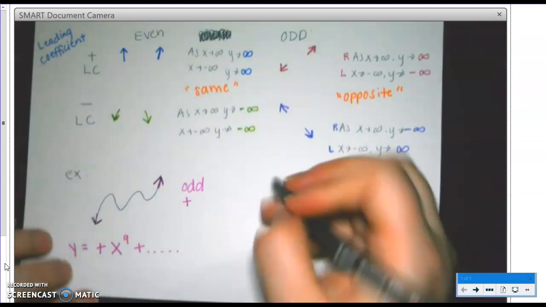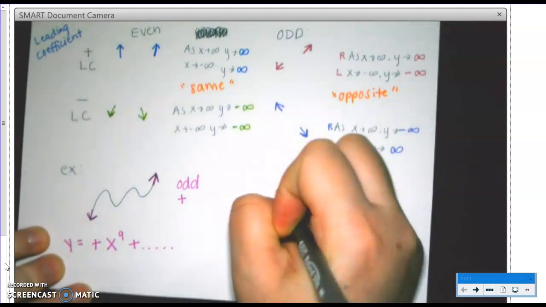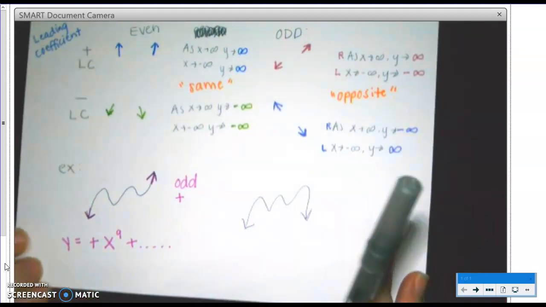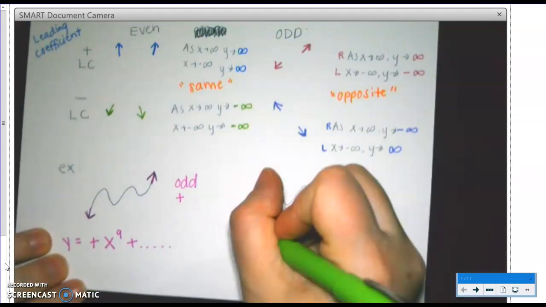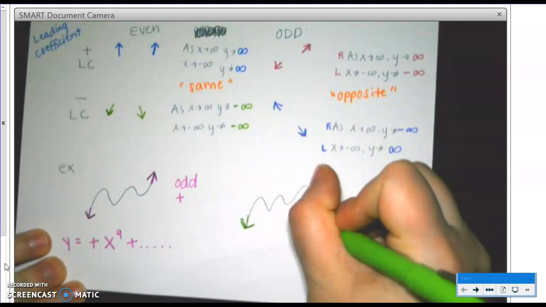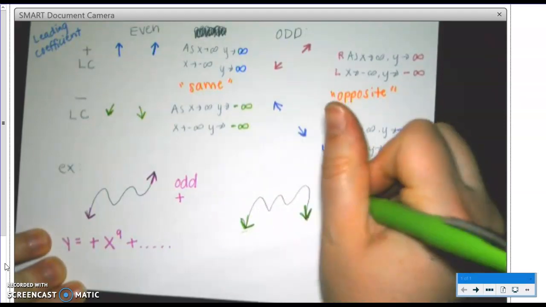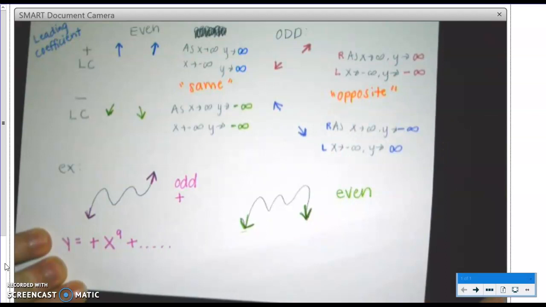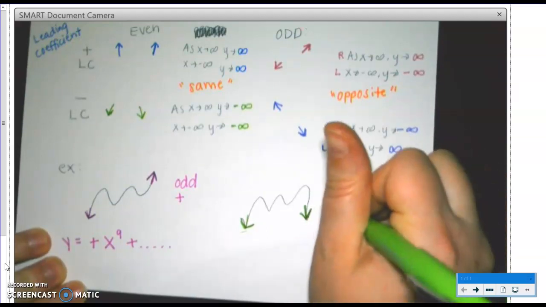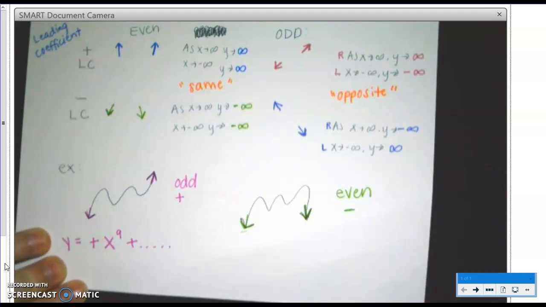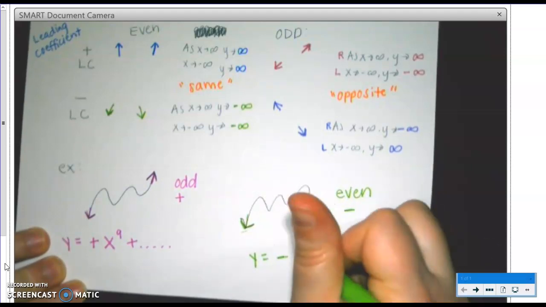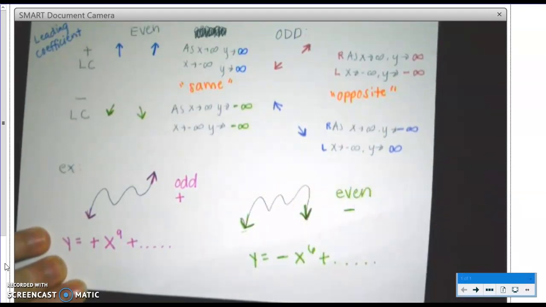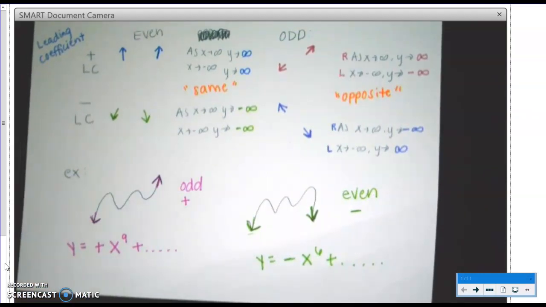All right, same thing if you had this one. So again, I might not be able to tell just from this information exactly what is going on in here, but I can tell that both of my arrows are down. So because they're facing the same direction, I know this is even. And because they're pointed down, I know it's going to start with a negative number. So my equation will be negative x, and then whatever even number it comes out to be.